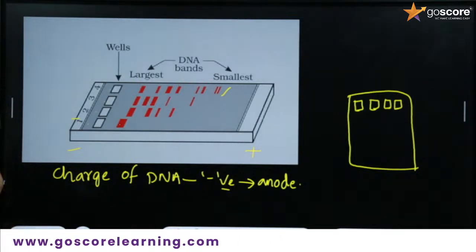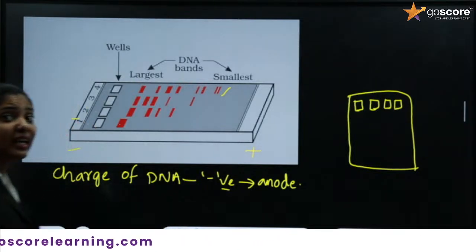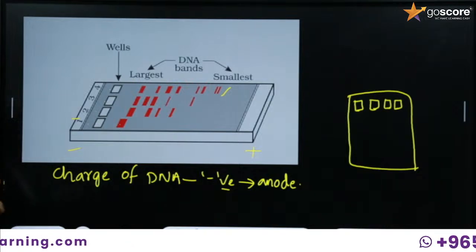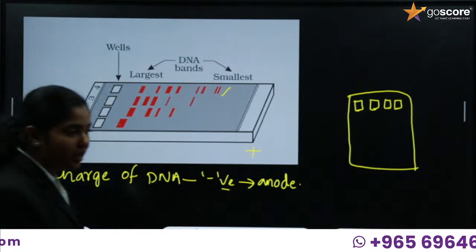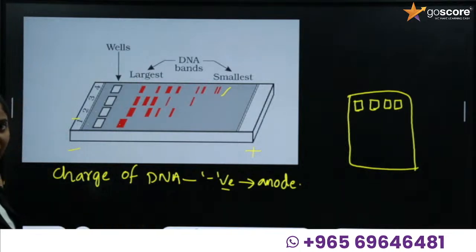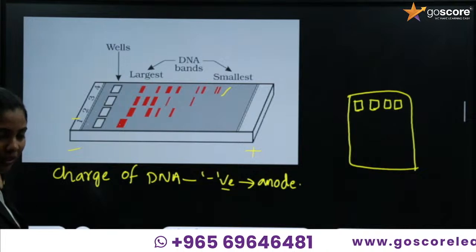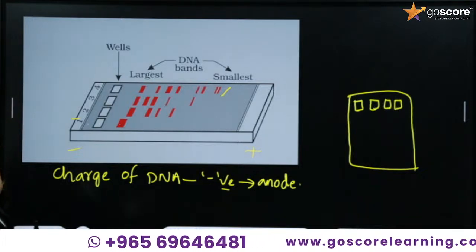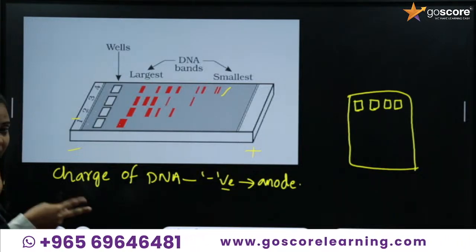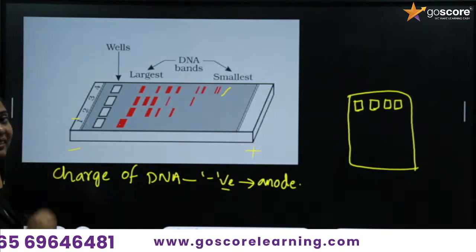After separation, it is treated with ethidium bromide. Why is it treated with ethidium bromide? To observe the DNA. After treating, we will move to the next process, that is elution. Elution means taking out the desired DNA.